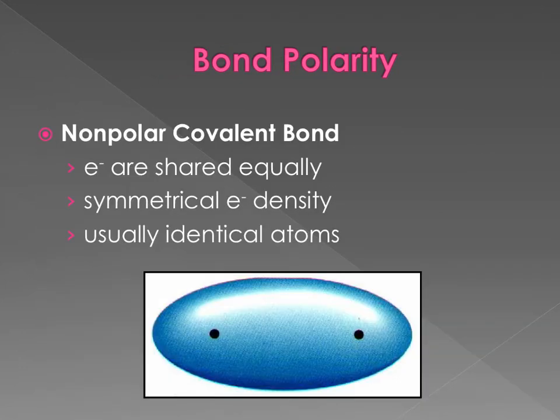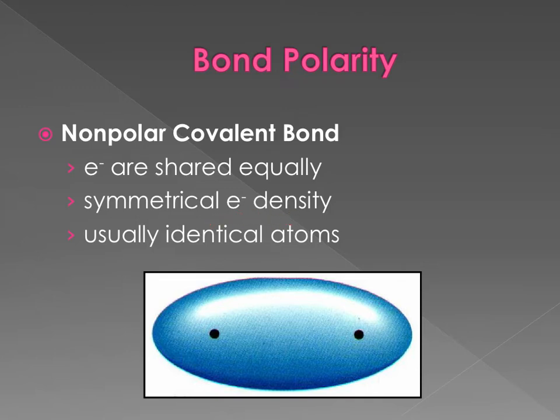So looking more specifically at the bond type, whether it is polar or nonpolar covalent, for a nonpolar covalent bond, the electrons are shared equally. It is symmetrical in electron density, and usually this is for identical atoms, like mainly the H7, the 7 diatomic molecules. They're both going to have the same electronegativity values, so that's why we say the electron density is symmetrical.